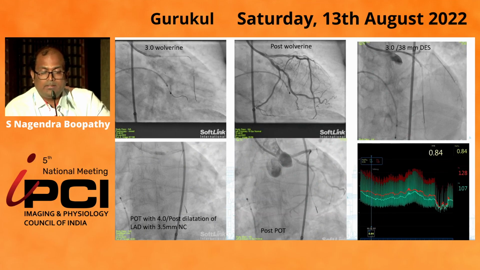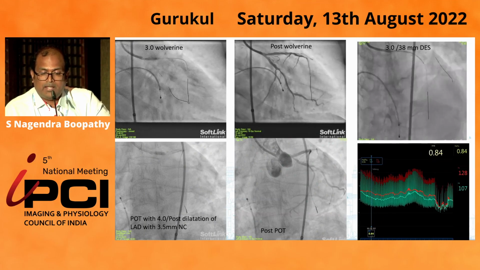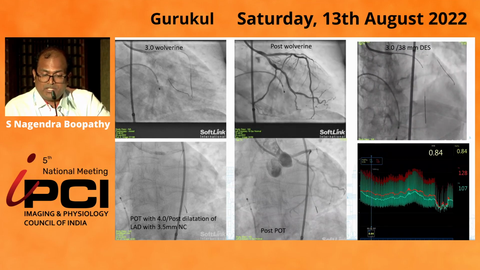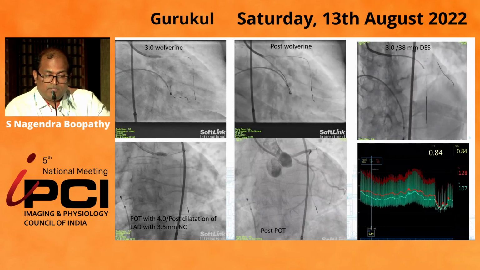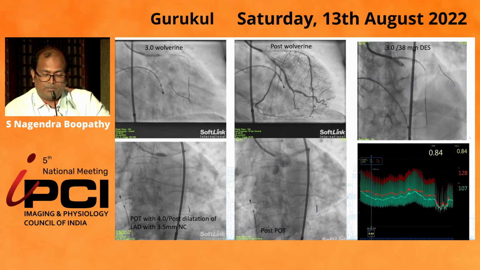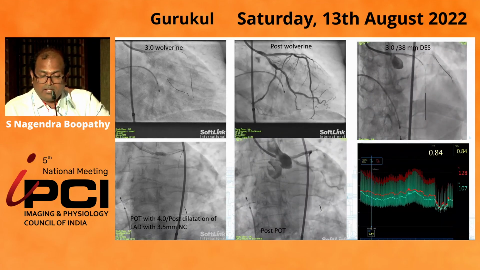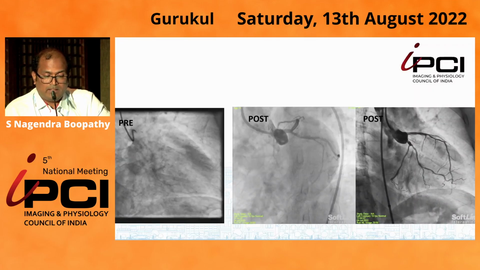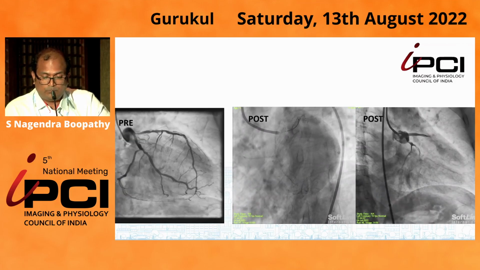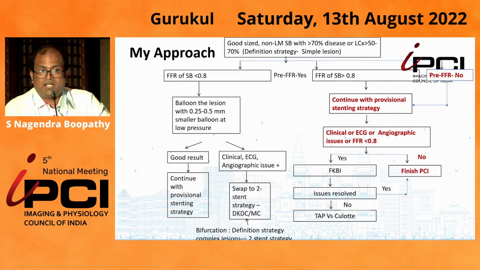We cut it with the Wolverine, post-Wolverine angiography, and we took a 3.0 by 38 platinum chromium Everolimus stent, deployed it, and post-dilated with a 4.0 balloon, and there appears to be a kind of 50% pinching in the circumflex. We did FFR, it was negative, and we left the patient like that. He's doing fine, it's almost 9 months or so. So in this category of patient, again, I didn't do pre-FFR to the circumflex because there was not much disease there. Continue with provisional strategy. We did FFR. FFR was negative. We finished the PCI.